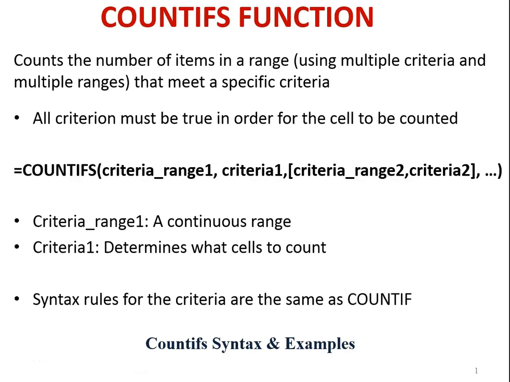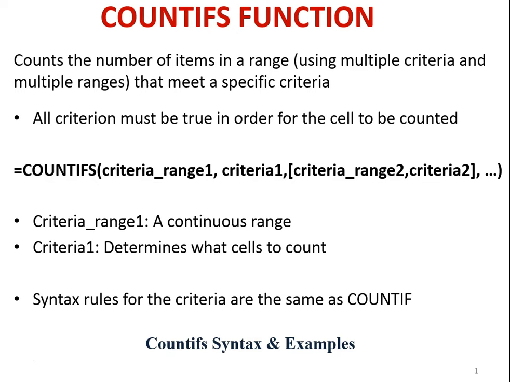The Countifs function counts the number of items in a range using multiple criteria and multiple ranges that meet a specific criteria. All criteria must be true in order for the cell to be counted. Syntax: equals Countifs, criteria range 1, comma, criteria 1, comma, criteria range 2, comma, criteria 2, comma, ellipsis. Criteria range 2 and criteria 2 are optional.